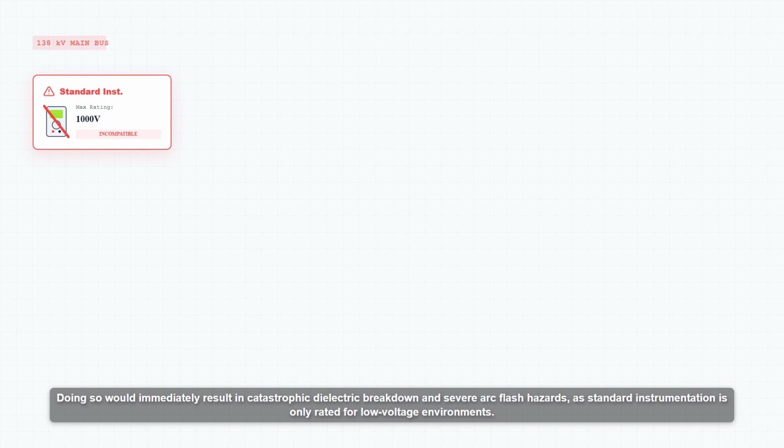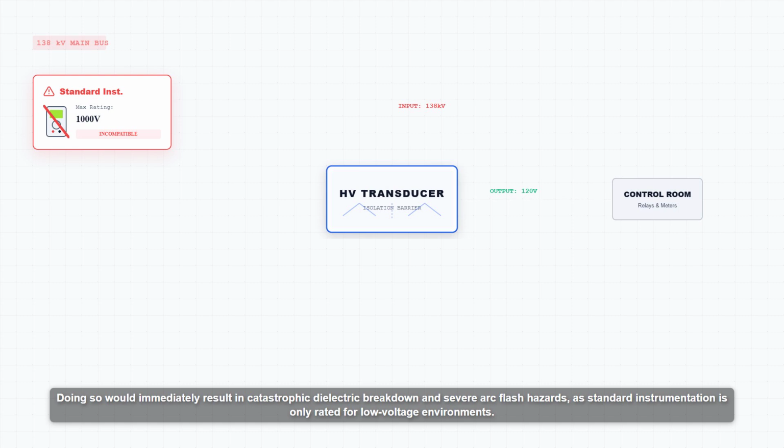In high voltage engineering, directly measuring system parameters presents a fundamental challenge. You cannot simply connect a standard multimeter to a 138 kilovolt transmission bus. Doing so would immediately result in catastrophic dielectric breakdown and severe arc flash hazards, as standard instrumentation is only rated for low voltage environments. To safely monitor these systems, we must bridge the gap between utility scale power and sensitive control electronics.